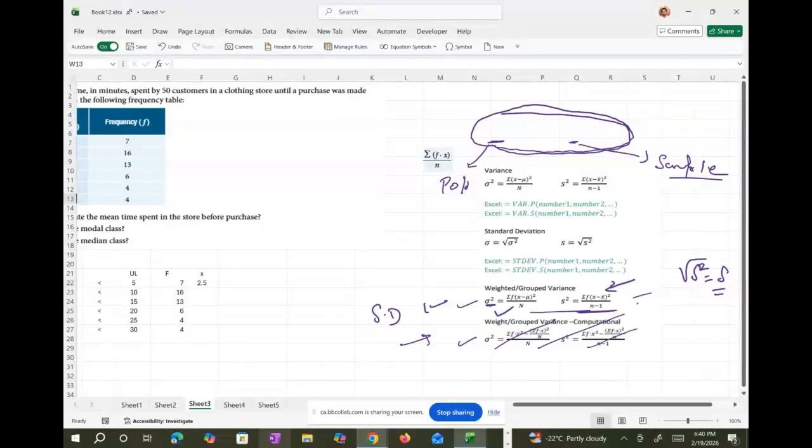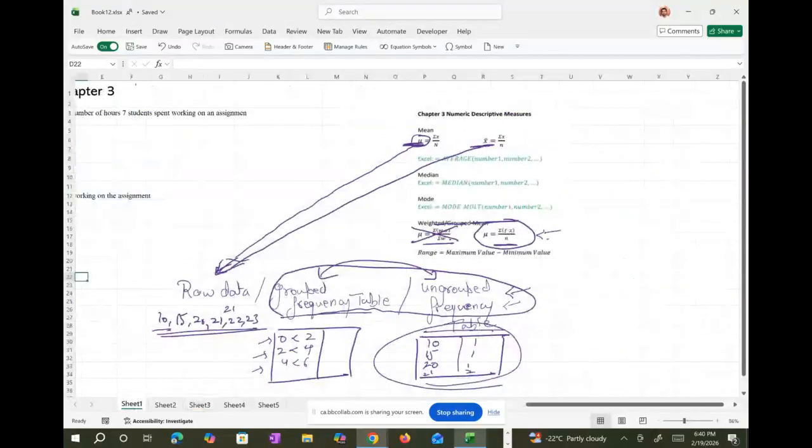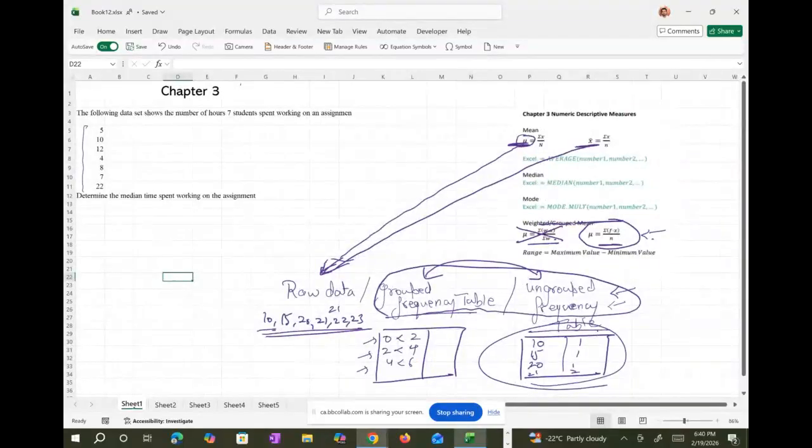Now, going back to the topic which we were discussing in sheet number 1. Down here, the following data set is given to us. It shows the number of hours 7 students spend working on an assignment. So these are the hours given to me. The raw data is given to me.